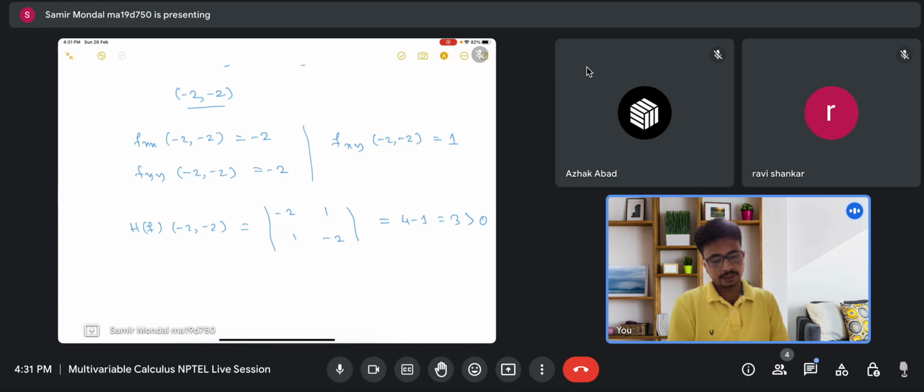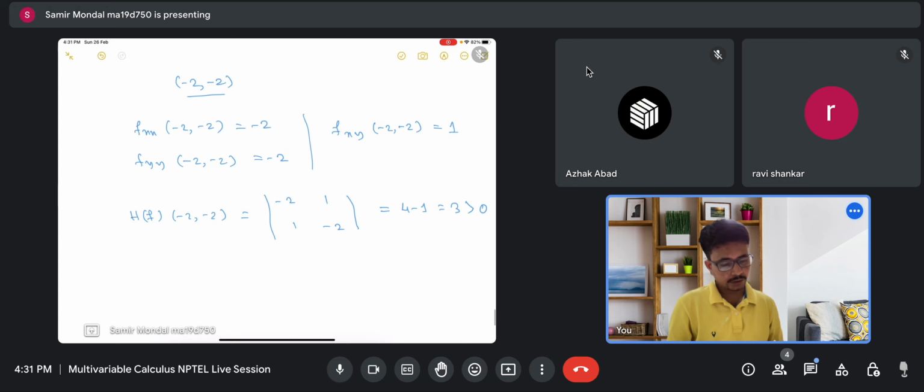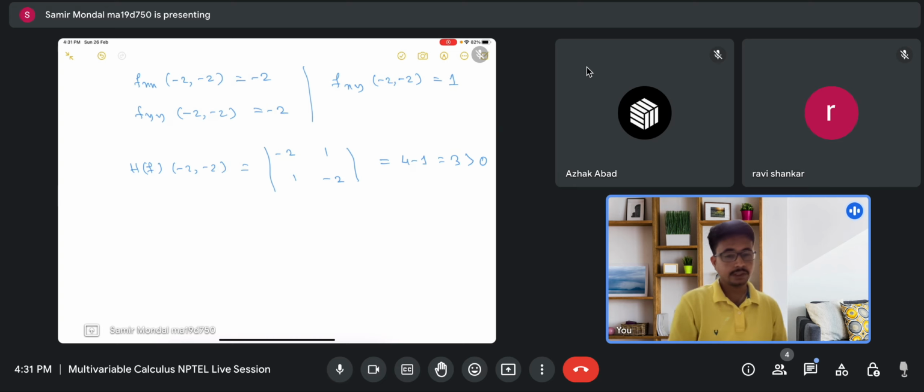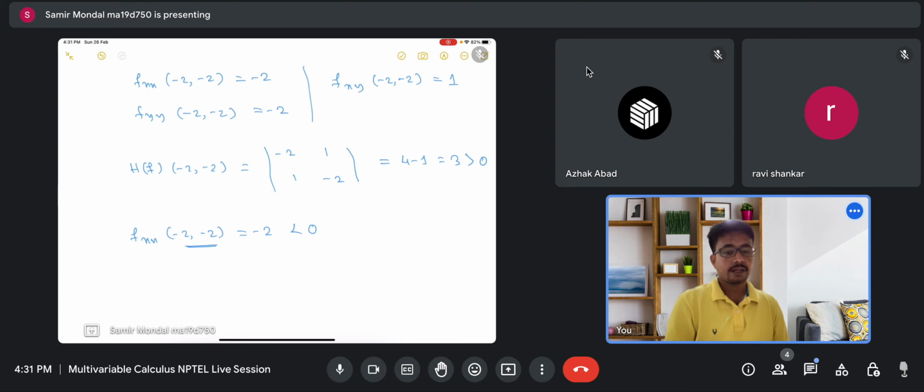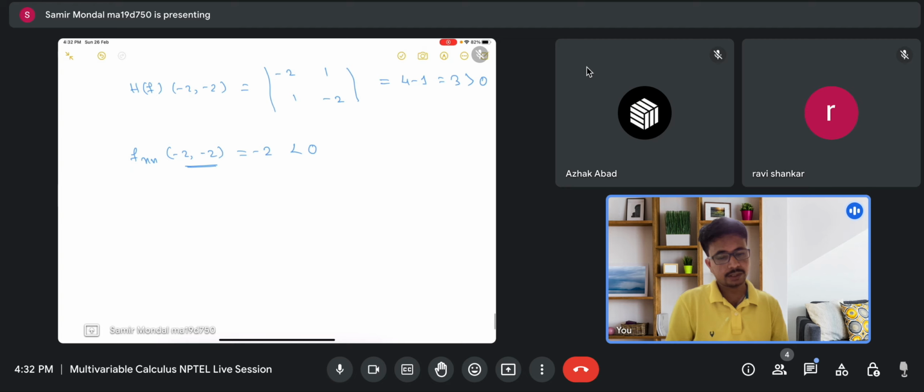So at the point minus 2, minus 2, this has an extremum. Is it maximum or minimum? How will we check? We have to check this quantity only. This is minus 2, less than 0, meaning at the point minus 2, minus 2 it has a local maximum. But there is no other boundary point and no other interior point, so in this case this should also be the absolute maxima. Is it fine or not?